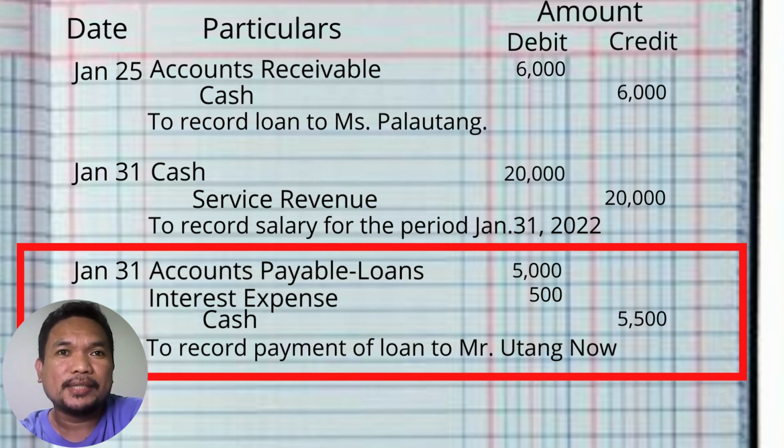Okay, for the last transaction, of course, kakasweldo mo lang. And then, dumating si Mr. Utang Now, of course. Yung mga nagpapautang, niningil yan kapag sweldo. Okay. So, you debit accounts payable loans. Again, originally, nag-credit ka dati ng accounts payable. Para ma-zero out siya, you debit it. Alright? So, accounts payable loans, 5,000. And then, of course, mayroong interest expense kasi nag-interest siya for a month. So, that's 500. Wow, laki ng interest ni Mr. Utang, 10%. Okay, and then total cash paid is 5,500. Explanation: to record payment of loan to Mr. Utang Now.